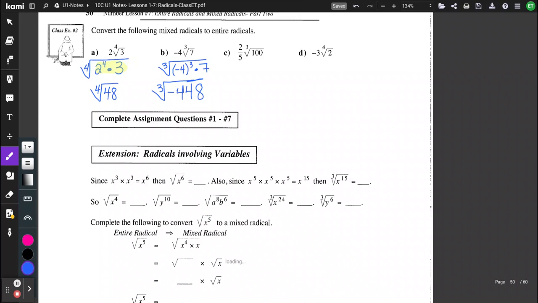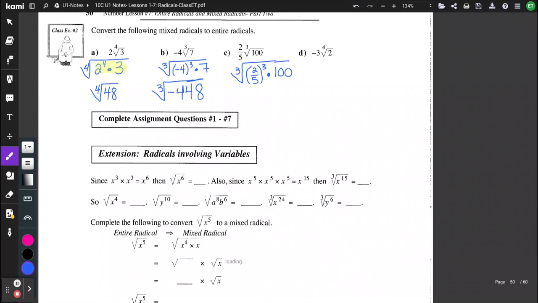The next one's another cube root sign, but it's a fraction. So I need to take my fraction in brackets, cube root sign, bracket, 2 over 5 cubed times 100.